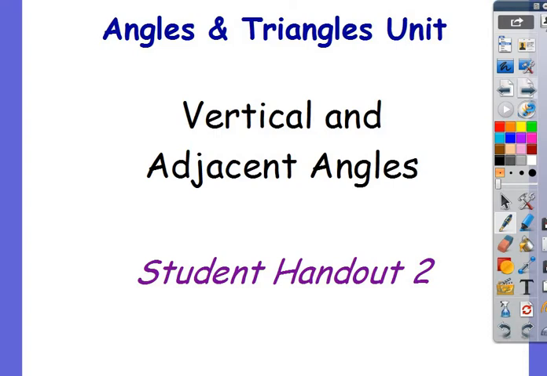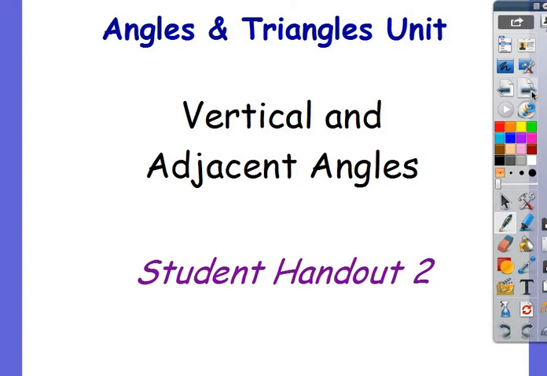So yesterday we learned 2 new vocabulary words. What were the 2 new vocabulary words? Supplementary and complementary. Supplementary added up to 180. Complementary added up to 90. Okay, now we have 2 new.